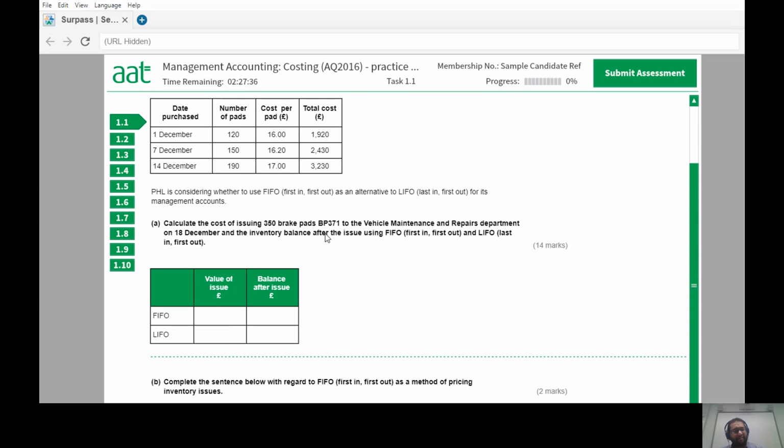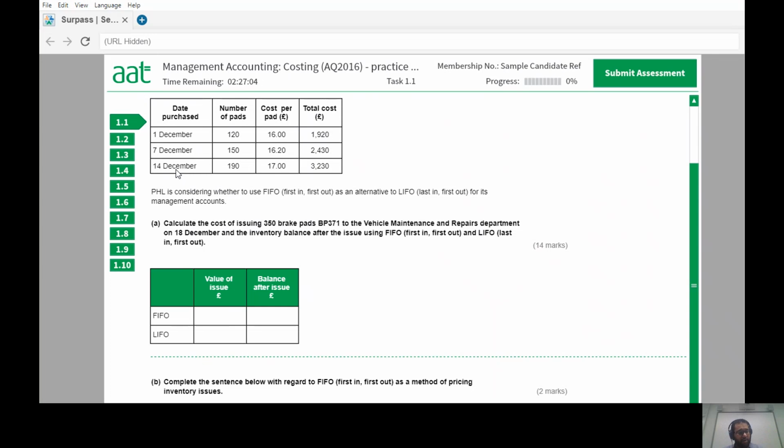So that means I have to use the whole of the goods we purchased on 1st of December. So all 120 is going there, and the whole 150 from 7th of December is also going there. Because you need 350, altogether we have 270 now, and we are left with a further 80 pads, which we have to take from the receipt we received on 14th of December. So that is going to be a further 80 units.